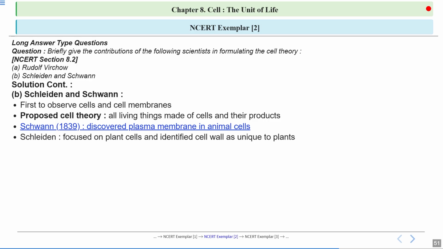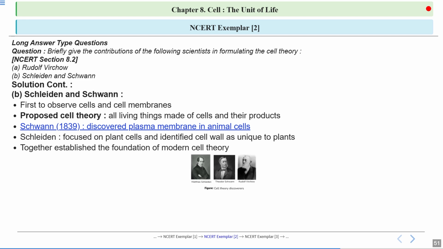Schleiden said that plant cells are made up of cell walls, and in plants the cell wall is majorly made up of cellulose. Both of them together established the foundation of the modern cell theory. Now we know about the cell theory. What are the main postulates of the cell theory? All living organisms are made up of cells, and cells exist from pre-existing cells.